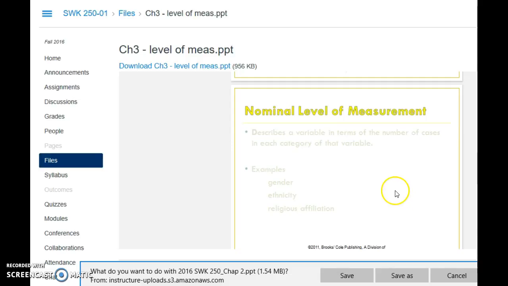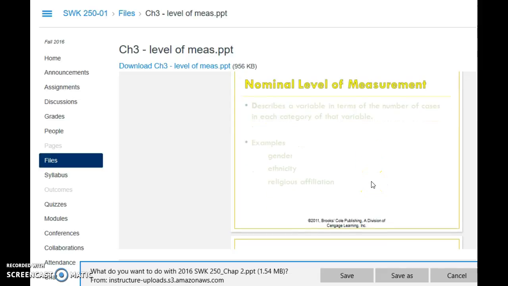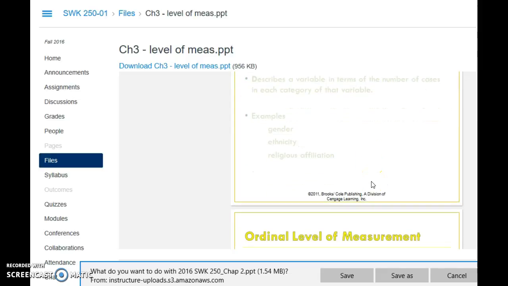So take a look at the definition for nominal level measurement. That will be important, and we have some really good examples here, like gender. It has gender as the variable. First of all, it's a nominal level variable. And then the categories are male, female, and transgender. So you have three categories there.